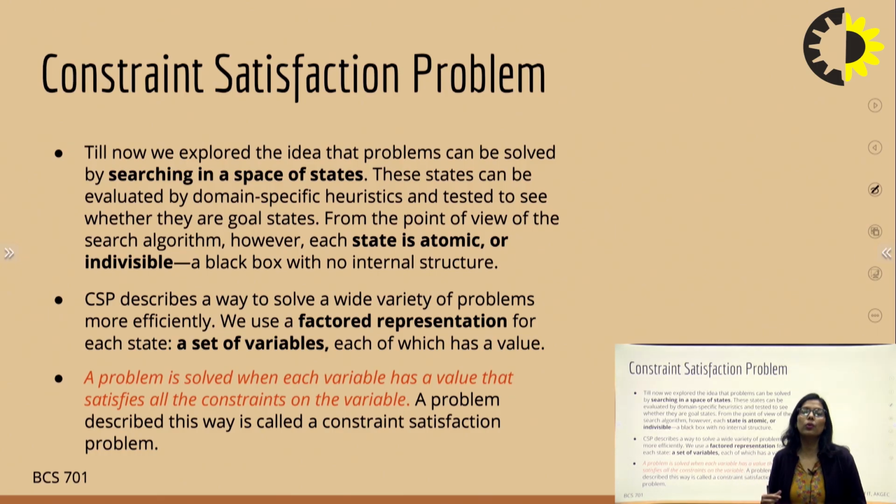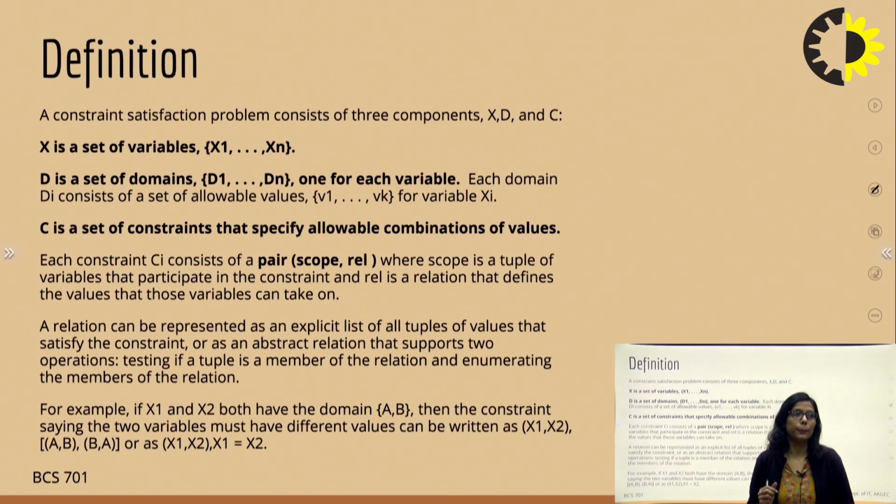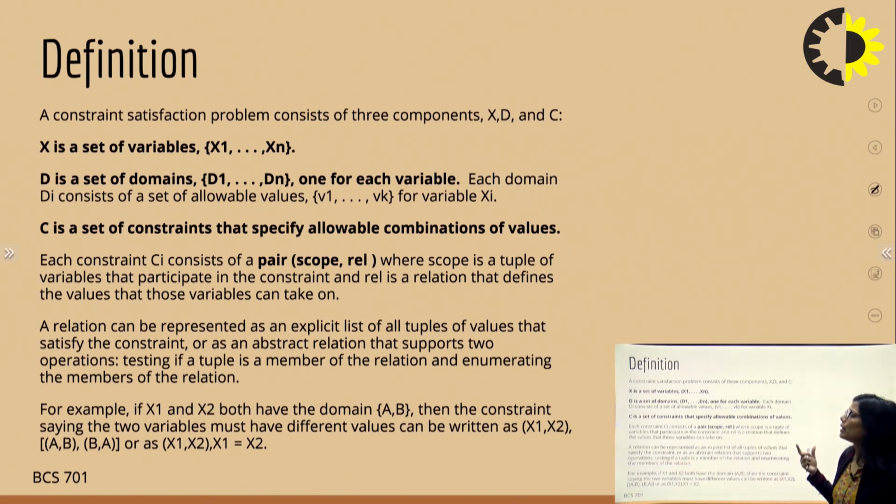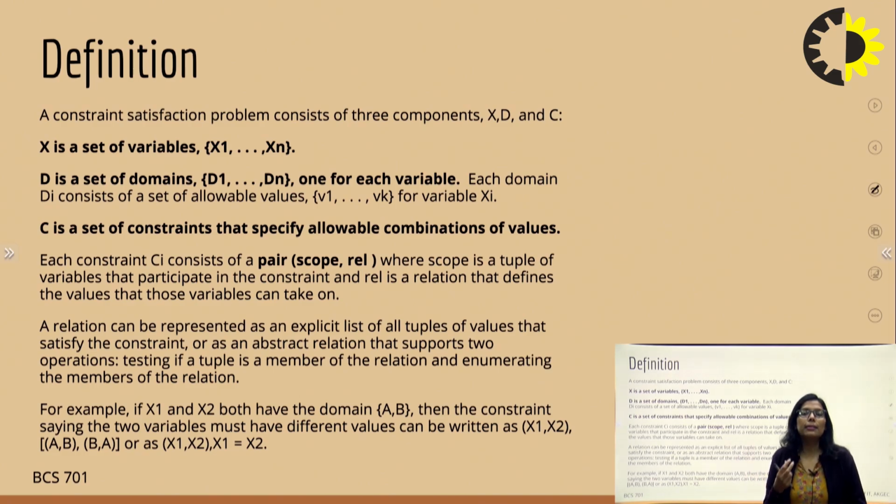A problem is solved when each of the variables has a value that satisfies all the constraints on the variable. So in constraint satisfaction problems, we have a state, and that state is represented in the form of some variables, and our task, or we can say the goal state, would be when we are able to assign values to these variables in sync with the constraints that were defined. Before going to the definition, a very simple example of a CSP problem is the Sudoku problem.